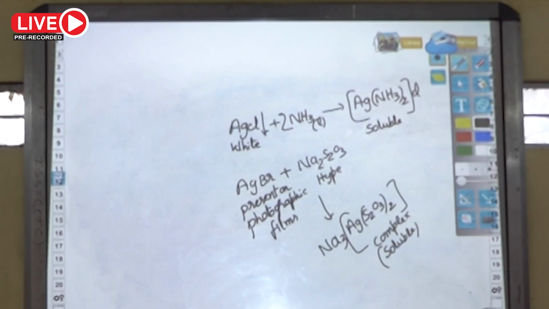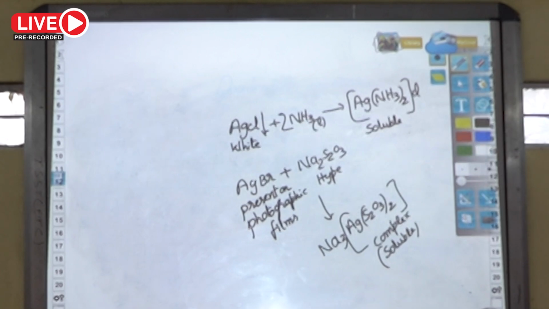What is the complex present in our bone marrow which produces erythrocytes or RBC? Vitamin B12. It is a cobalt complex which we call methylcobalamin. So vitamin B12 present in the bone marrow is responsible for producing erythrocytes or RBC.